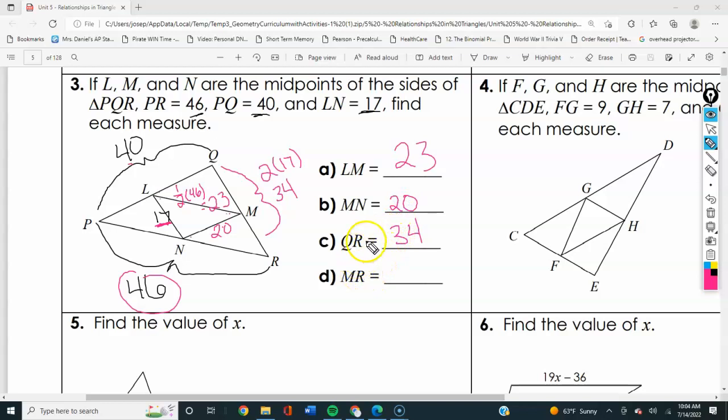All right, MR. Ooh, this one. Now remember, the midsegment cuts this into two equal parts. It cuts in half. So if the whole thing is 34, this piece is 17. And actually, each of these pieces equals your midsegment. This is 17, this is 17. QM would be 17, right? So MR is 17. Okay?